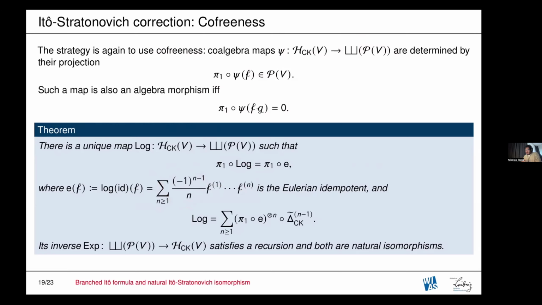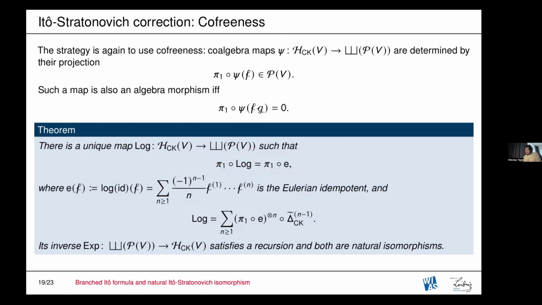And it would be nice if this worked. But while it satisfies this, it's not a coalgebra morphism. So I cannot just take the Eulerian idempotent to be this. But I know that as long as I have a map that satisfies this, I can generate a coalgebra morphism from it by cofreeness. So the end result is that I get an induced map such that its projection onto primitives, so its primitive part in the image of log, is given by the primitive part of the Eulerian idempotent.